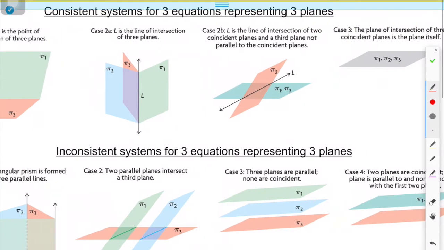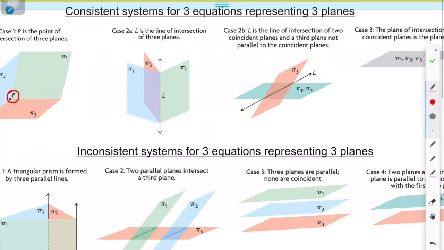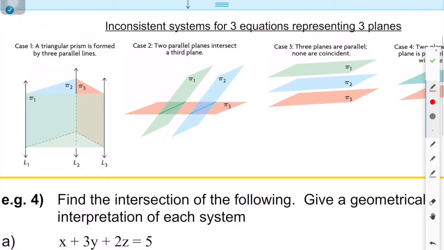And then in case 2b, 2 of the 3 planes could be 2 identical planes, and they intersect with a third plane along a straight line. In case 3, all 3 planes are identical, so they have infinitely many points as their intersection. And then, of course, the 3 planes may not have a consistent system, meaning that they don't share a common line, a common point. It could be 2 of the planes intersect, but not all 3. So it's kind of have this like triangular prism idea. Okay, so only 2 planes intersect at a line at a time.